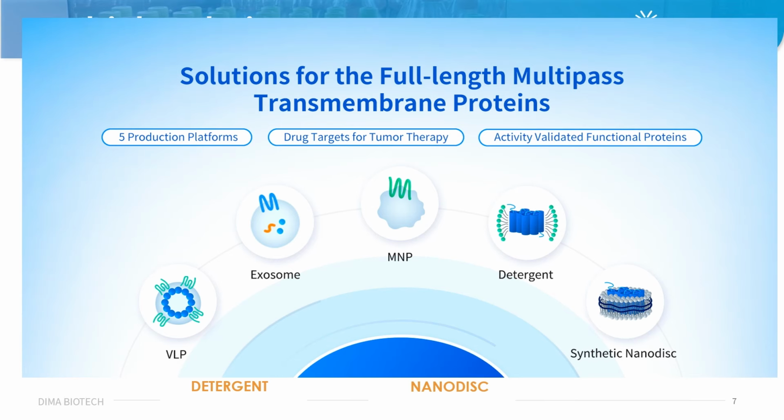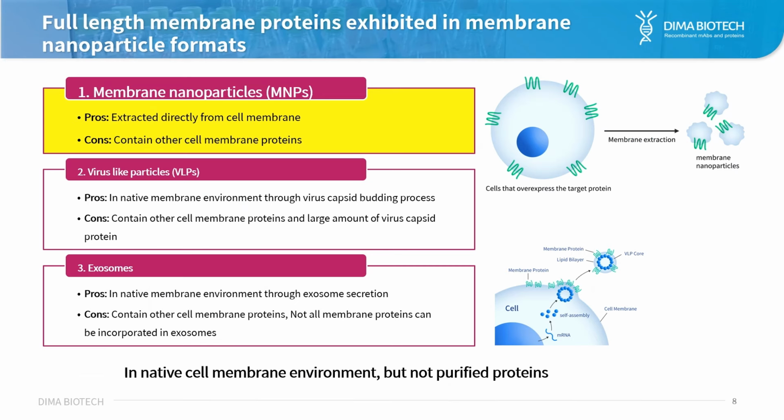So we have 5 different solutions for the full-length multipass transmembrane proteins. We use all these platforms to produce many functional proteins for druggable targets, especially the targets for tumor therapy. I will talk about each of these solutions in detail in the next few slides. Let's start from the first category, the membrane nanoparticle format.